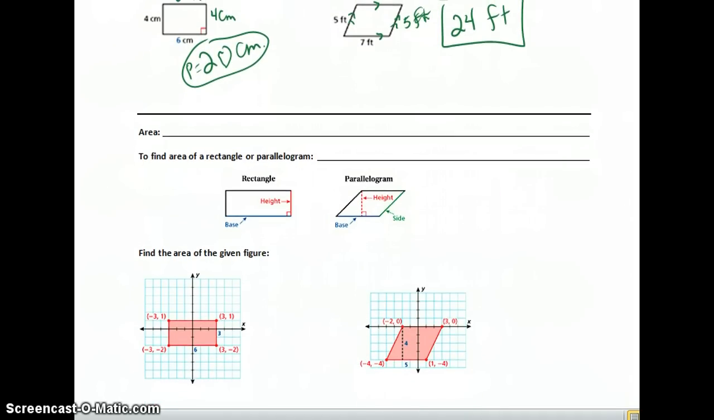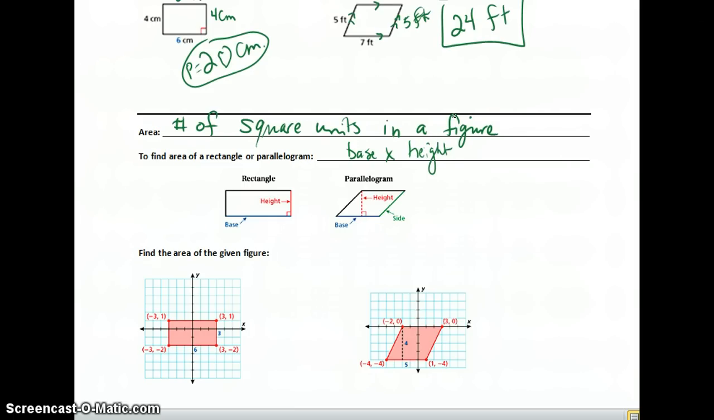All right, moving on to area. Area is if we were going to cover this figure with carpet, or if we were going to paint this shape. It's going to tell us how many little squares we can fit in the shape. In order to find the area of a rectangle or a parallelogram, we're going to take the base and we're going to multiply it by the height.